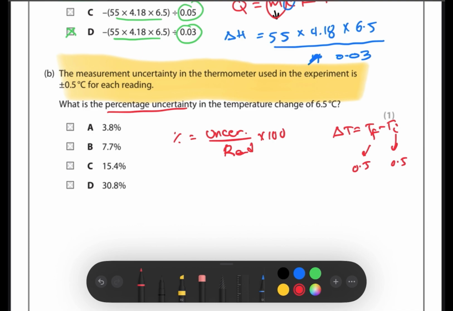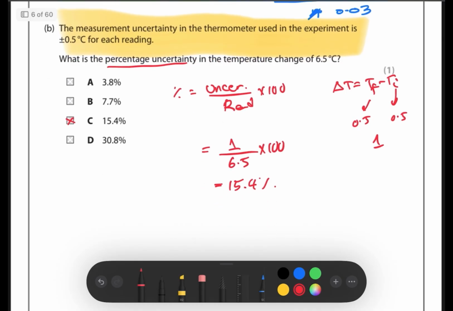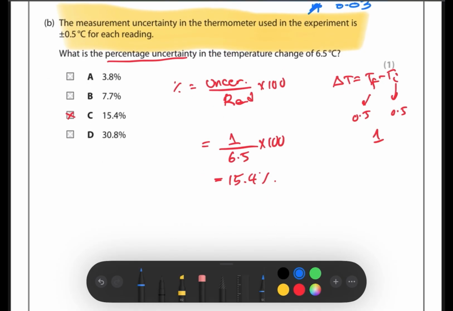So we multiply them by 2, we get 1. So the answer is 1 over delta T, which is 6.5, times 100. And the answer is 15.4%. So the answer is C. Just keep in mind, for common sense, that in any experiment, improving delta T to be high will lead to a decrease in the percentage uncertainty, which is good.